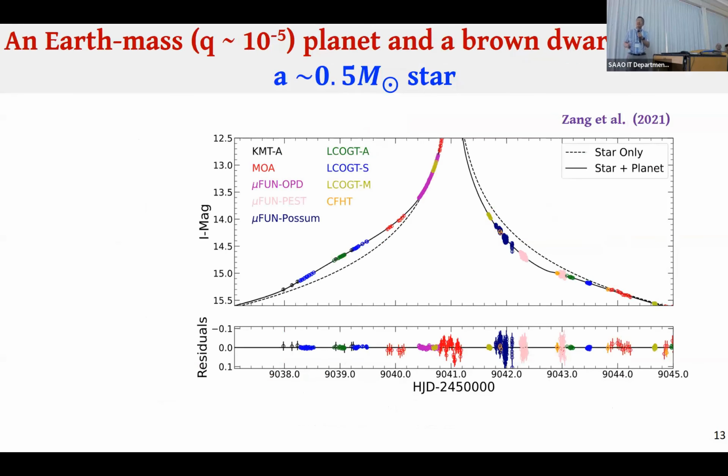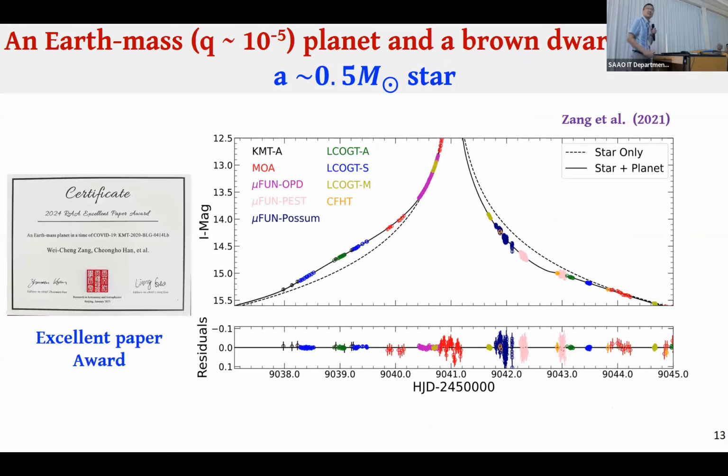So this shows the light curve. It was discovered by Wei Zhang in June 2020. The magnification here is very high, reaching about 1500. Because this was the event he perhaps worked on during Chinese New Year in 2021, he even won a little reward for excellent paper for working in Chinese New Year.